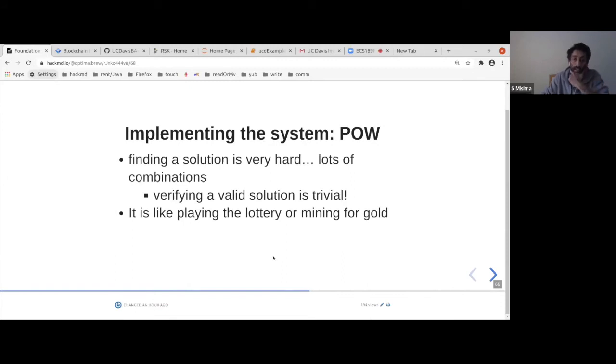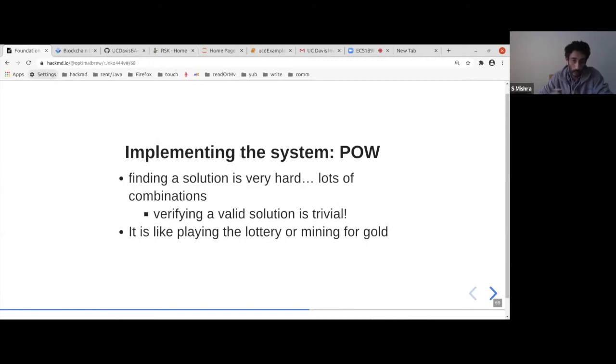So finding a solution is extremely hard because you have to make lots of random guesses. When Satoshi started this, Bitcoin mining was CPU based, then it became GPU based. Ethereum is still a lot based on GPUs, but Bitcoin went from CPU to GPU to field programmable gate arrays and ASICs, which are application specific integrated circuits.